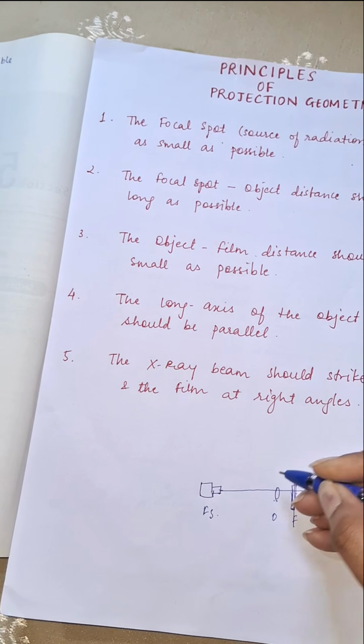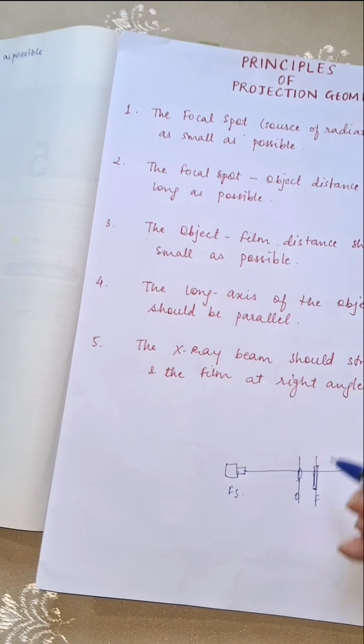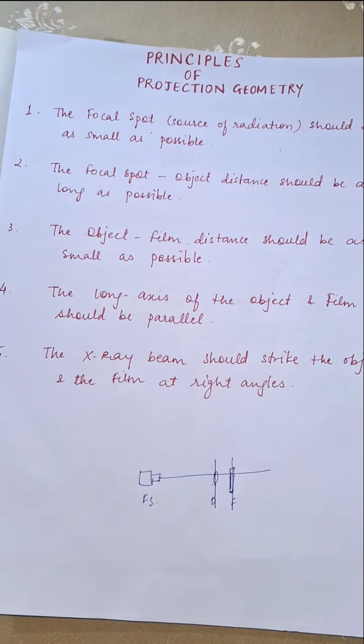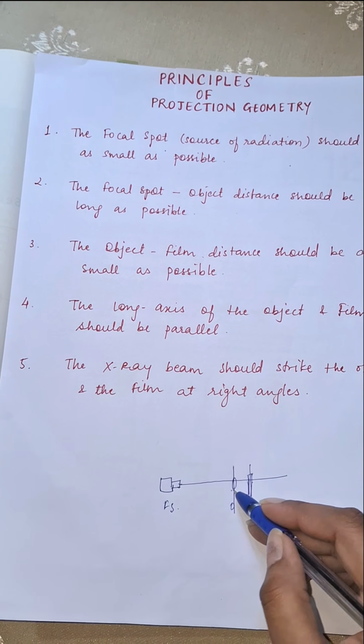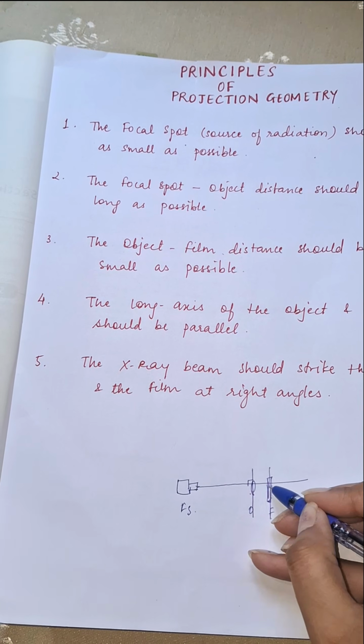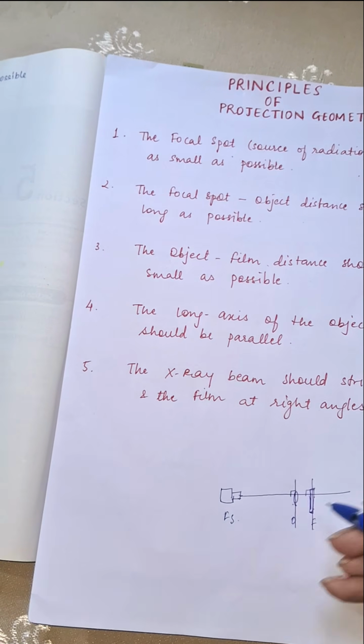So the film's plane and the object's plane, that is the tooth, should be parallel to each other. And the fifth one is the X-ray beam should strike the object as well as the film at right angles. Okay, it should be perpendicular.